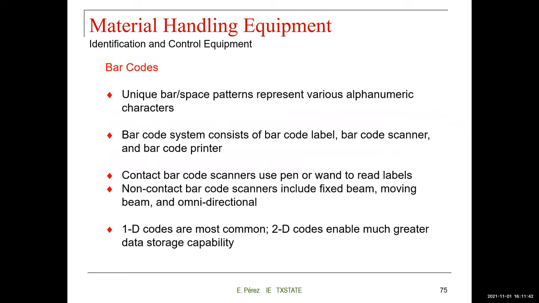Barcodes, these are again very useful, allows you to have a unique bar space pattern represented with various alphanumeric characters. A barcode system consists of a barcode label, barcode scanner, and a barcode printer. Contact barcode scanners use a pen or wand to read the labels. No contact barcode scanners include fixed beams, moving beam, and omnidirectional. And one dimension codes are most common, but 2D codes enable greater data storage and capability.